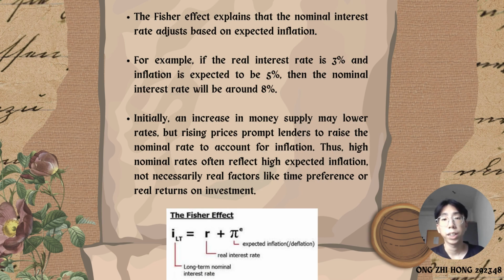The Fisher effect explains that the nominal interest rate adjusts based on expected inflation. For example, if the real interest rate is 3% and inflation is expected to be 5%, then the nominal interest rate will be around 8%.